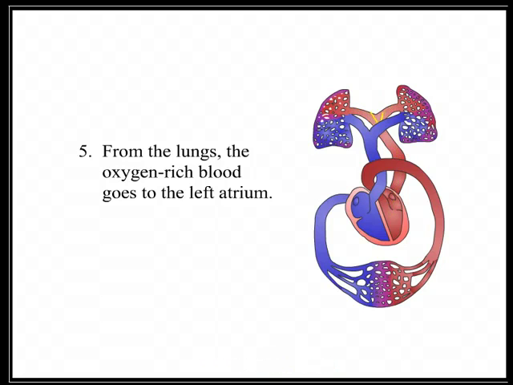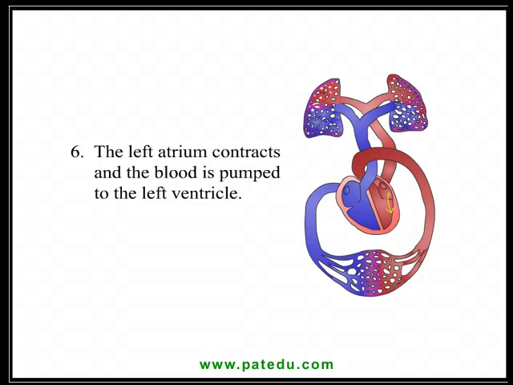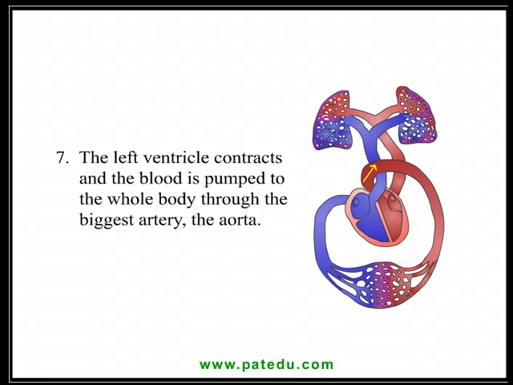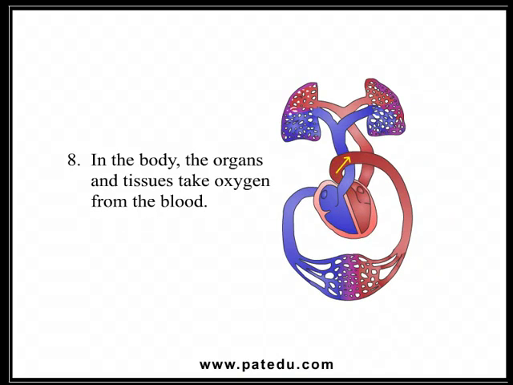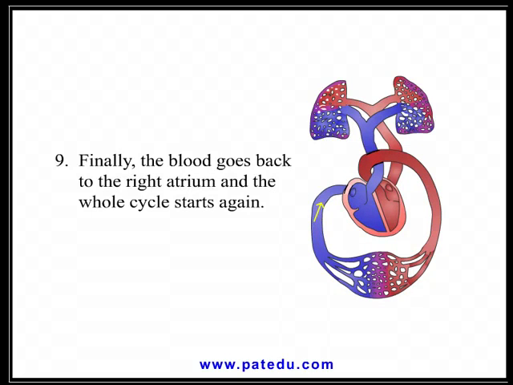From the lungs, the oxygen-rich blood goes to the left atrium. The left atrium contracts and the blood is pumped to the left ventricle. The left ventricle contracts and the blood is pumped to the whole body through the biggest artery, the aorta. In the body, the organs and tissues take oxygen from the blood. Finally, the blood goes back to the right atrium and the whole cycle starts again.